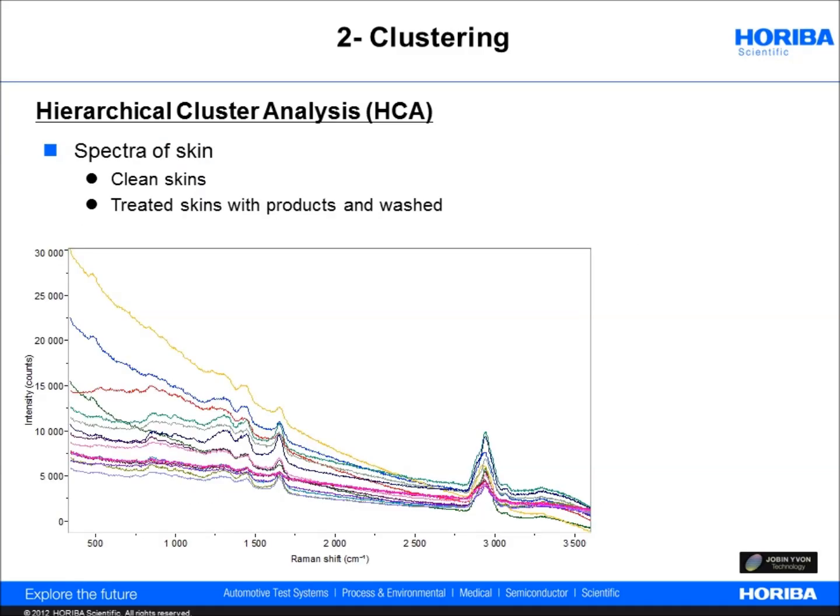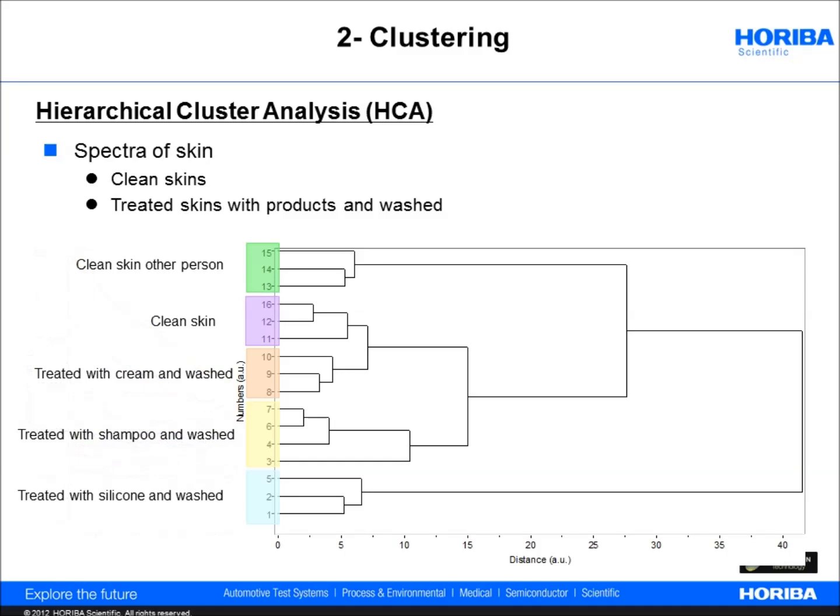Let's take now an example to illustrate these classifications using HCA. Two different people had their hands treated with different products, namely silicone, shampoo, and cream. The hands were washed after treatment. To estimate if the product successfully penetrated the skin, spectra were taken directly by focusing the beam inside the palm of the hand. The spectra all look similar, and the use of MVA is helpful here to find out if any classification into groups is possible and down to which level.